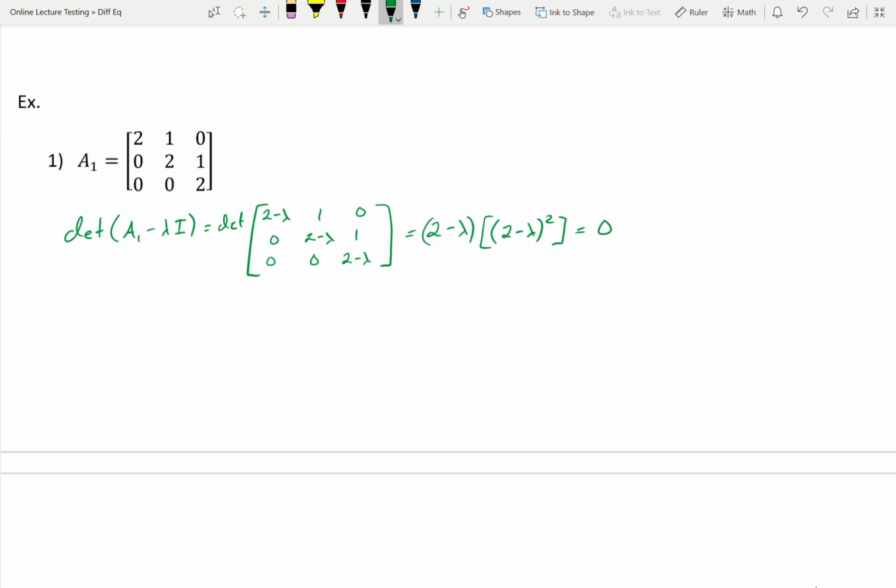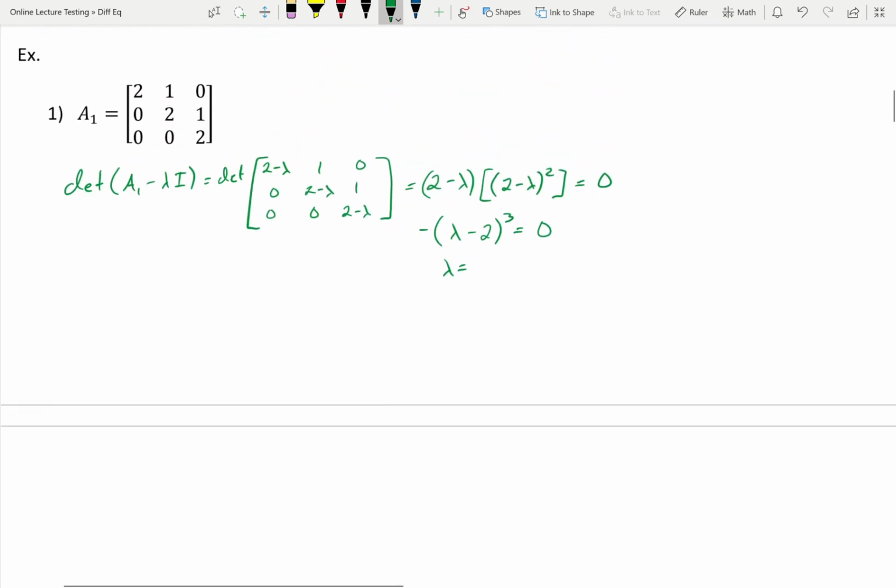I'm going to do a little bit of factoring, multiply this guy in, so we're going to repeat this 3 times. I am going to pull a negative out. So I'm going to get lambda minus 2 cubed is equal to 0. So that means lambda is equal to 2 with AM equal to 3 because it's been repeated 3 times. So this is the algebraic multiplicity of this particular eigenvalue.